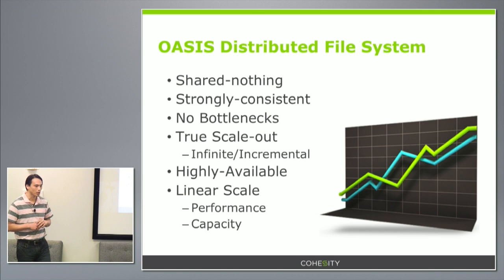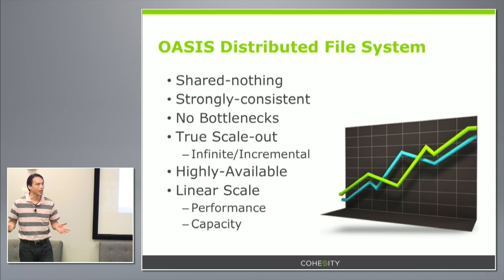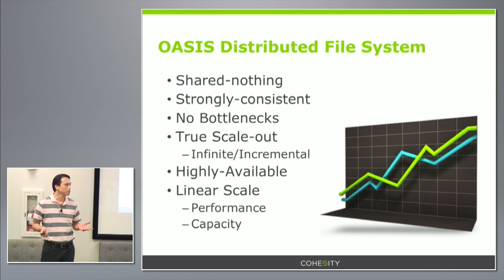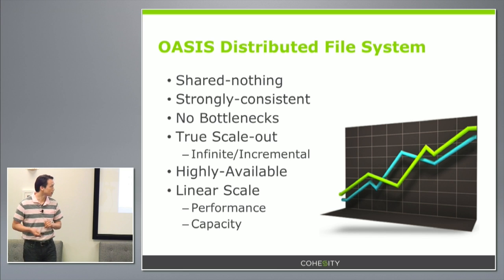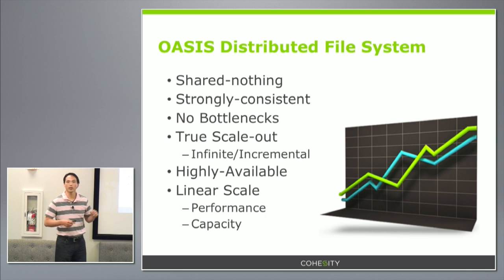Okay. So a little bit about our file system. First is a shared nothing architecture, and it's a strongly consistent file system. So this is not like Amazon Dynamo, where it's an eventually consistent file system. And the reason it has to be strongly consistent is because enterprises need that kind of guarantees. Right? You can't run a relational database on Dynamo. And there are no bottlenecks anywhere in the system. This is why we can do true scale out. We can scale infinitely.